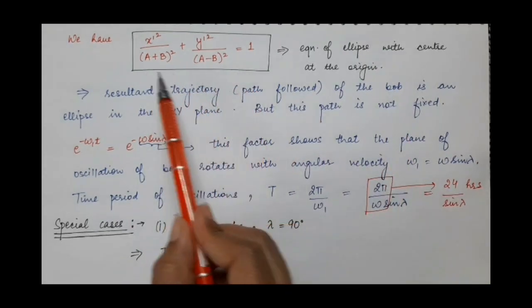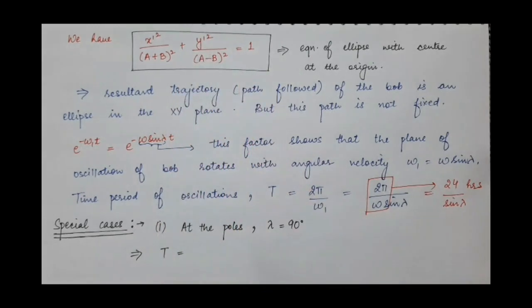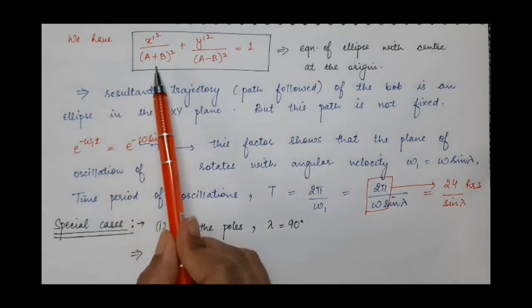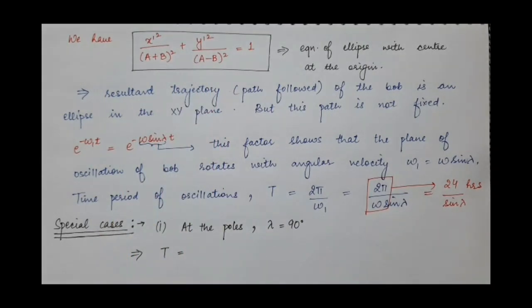And this is the equation of the ellipse, x square by a square plus y square by b square is equal to 1. So this is the ellipse in the xy plane. But as all of you know, this path is not fixed because of the Coriolis force acting because of the rotation of earth.